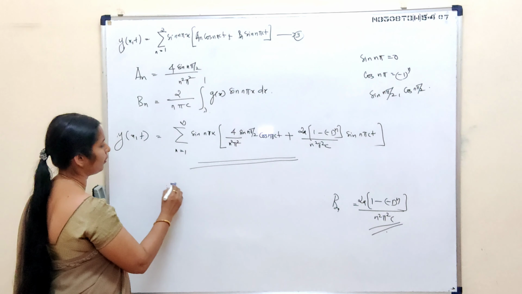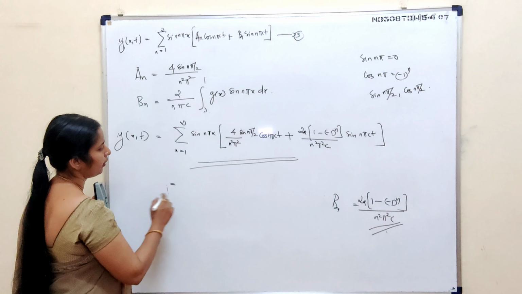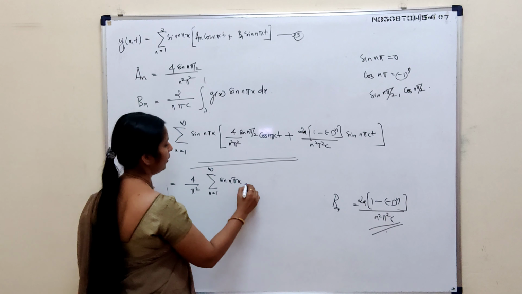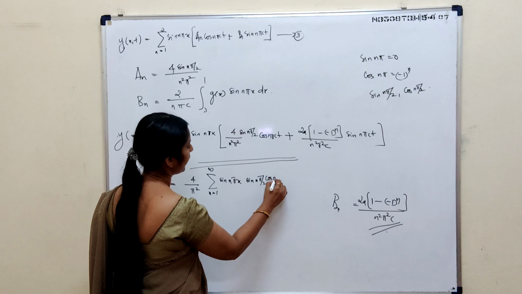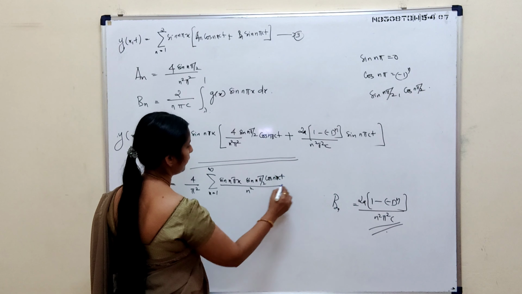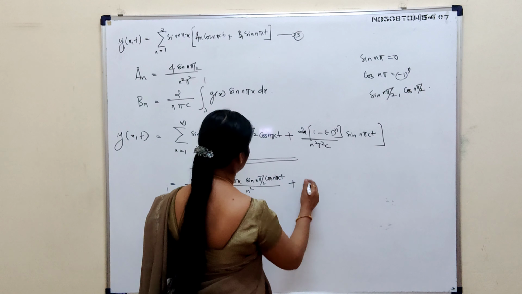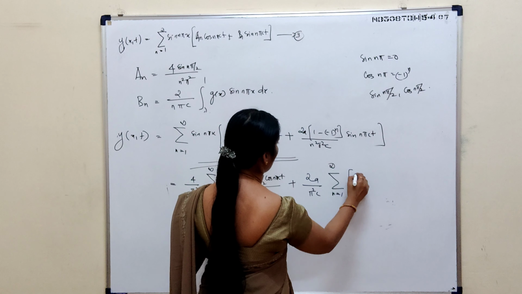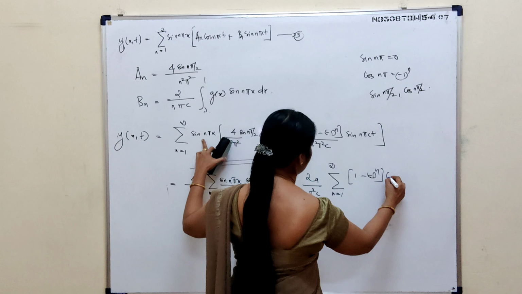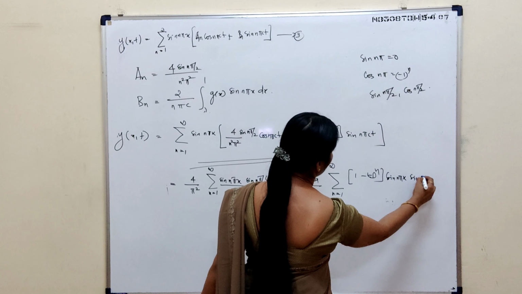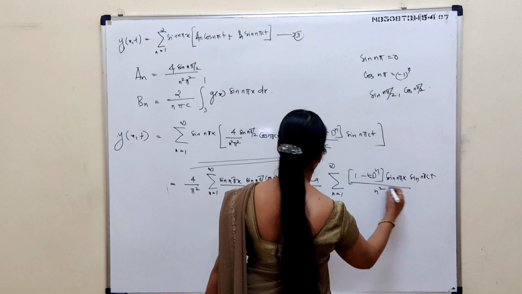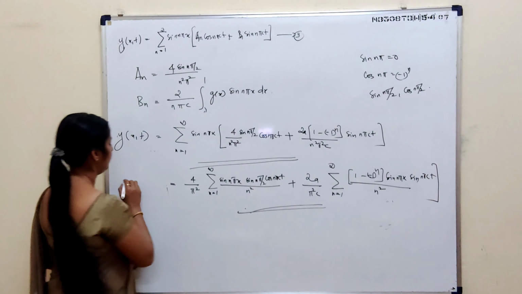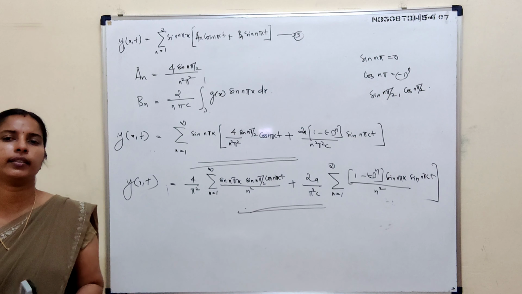Again, you can express this by taking constants outside. It's not necessary, but it is 4 by pi square sigma n equals 1 to infinity sin n pi x sin n pi by 2 cos n pi ct by n square plus, here you can take the constants 2a by pi square c outside into sigma n equals 1 to infinity 1 minus minus 1 raised to n sin n pi x sin n pi ct by n square. You can start the procedure here. See, this is the required displacement at any point on the string.